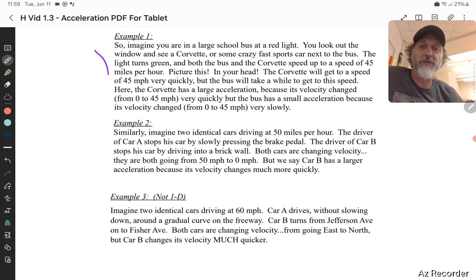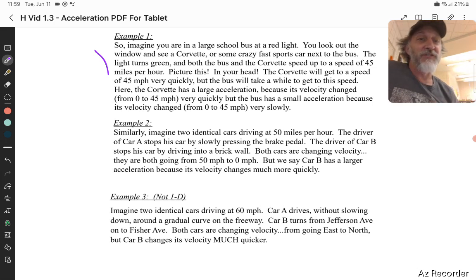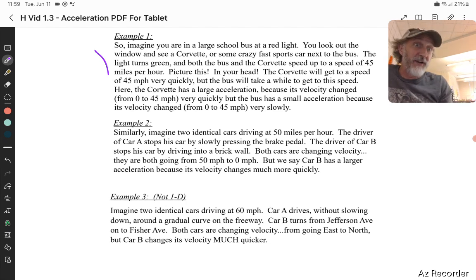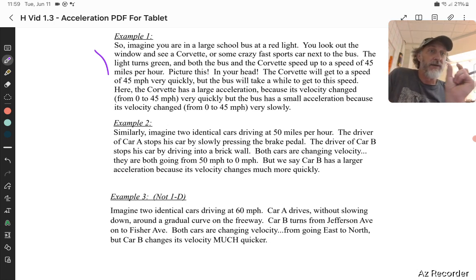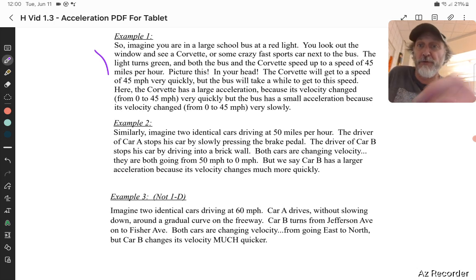In this first example, imagine you're in a large school bus at a red light. You look out the window and you see a Corvette or some crazy fast sports car right next to the bus. The light turns green, and both the bus and the Corvette speed up to a speed of 45 miles an hour. The Corvette's going to go, and the bus is going to go. In this scenario, the Corvette has a large acceleration because its velocity increased from 0 to 45 miles an hour in a small amount of time. Whereas the school bus has the same change in velocity, you're still going to 45 miles an hour, but it takes more time. So that's an example for speeding up.